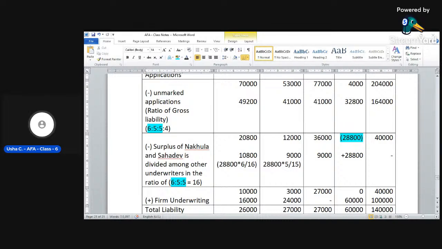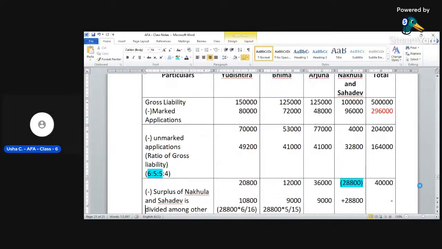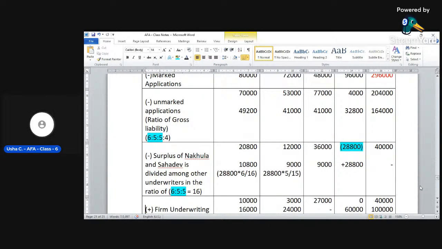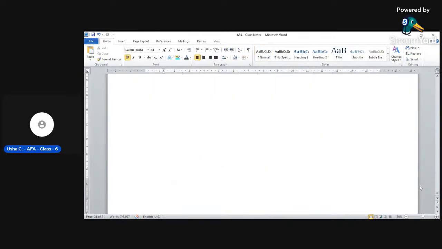Okay, last, surplus. Look here in the problem. Whenever a surplus arises, it should be distributed among the remaining ones. Where there is a surplus value, the deficit liability of the other shareholders, the underwriters, must be distributed among them. Here there is a surplus of Nakula and Sahadeva of 28,800, which we have.